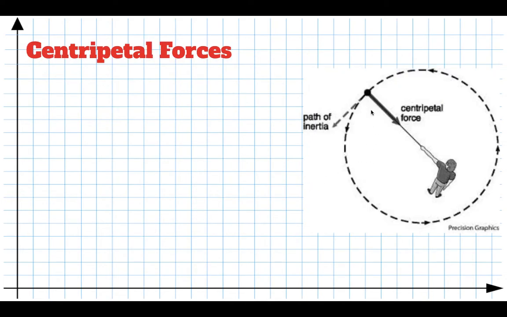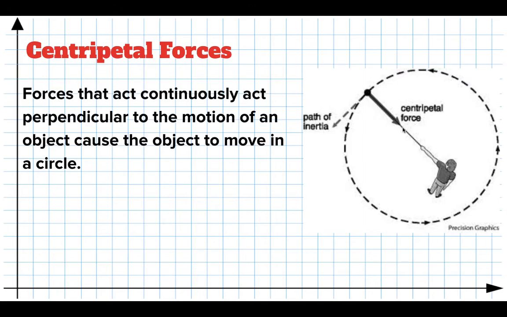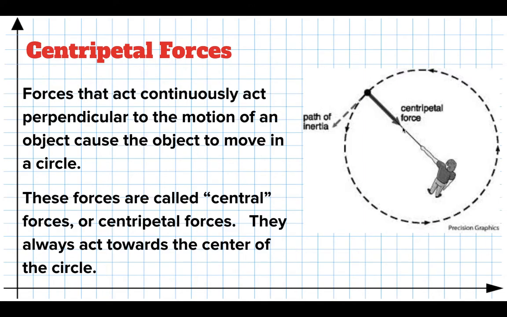Okay? So if you've got a rock and you're swinging it around, the rock is moving in this direction at this instant. If the string broke, the rock would continue to move in this direction. That is the path that it would follow because of its inertia. However, if you tug on it with a force that keeps acting perpendicular, you can make it move in a circle. We call this force a centripetal force or a central force. Okay? So forces that act continuously perpendicular to the motion of an object cause it to move in a circle, and we call these centripetal forces. And they always act in the direction of the center of the circle.